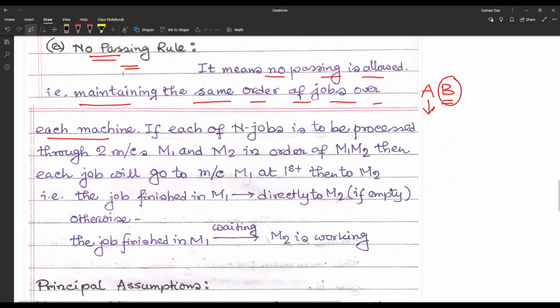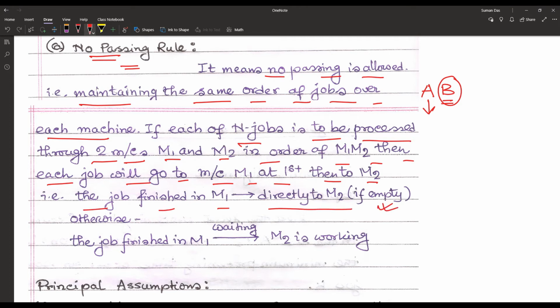And if each of n jobs is to be processed through two machines M1 and M2 in the order M1, M2, then each job will go to machine M1 at first and then to machine M2 second. The job finished in M1 goes directly to M2 if that one is empty, which means there is no idle time. Otherwise, the job finished in M1 waits, M2 is working, and after that it is processed.